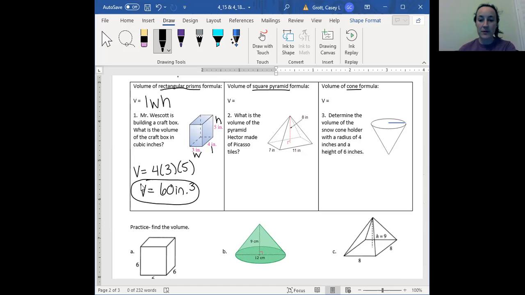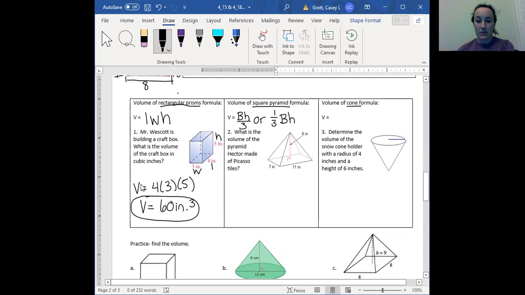Square pyramid, the formula that we are going to use. You might see it as base times height divided by 3, or you might see it as 1/3 base times height. Same thing. I just want to make sure that you guys see it as both. So remember B equals the base area.